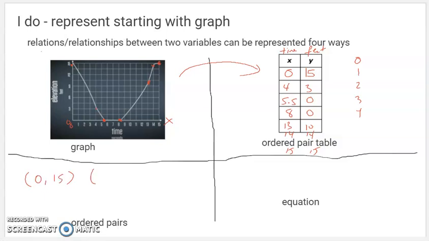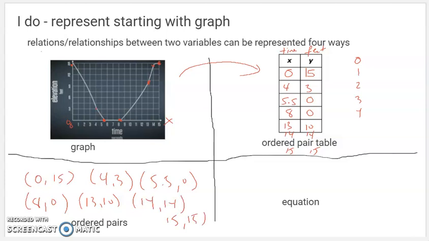0, 15, 4, 3, 5.5, 0, 8, 0, 13, 10, 14, 14, and 15, 15. Also just fine. It's just a little less organized, so you more often see them this way, but this is also a way to do it.